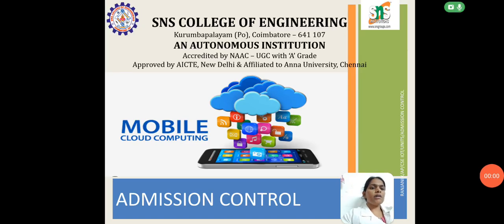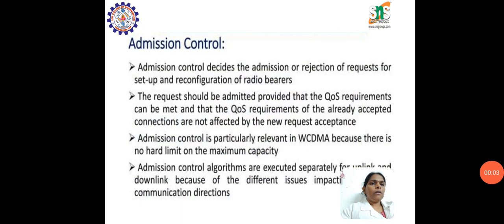Today we have to see about admission control. Admission control is something that decides the admission or rejection of a request for the setup and reconfiguration of the radio bearers, which means the request should be admitted only if the quality of service requirement can be met, and the QoS requirements of already accepted connections are not affected by the new request acceptance.